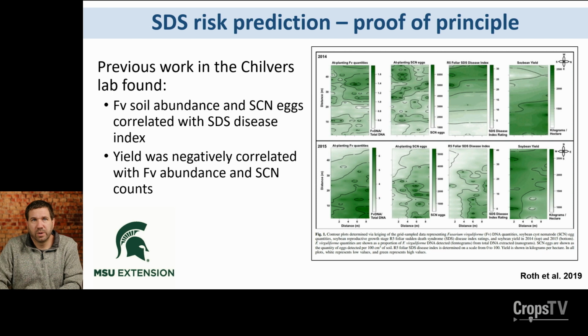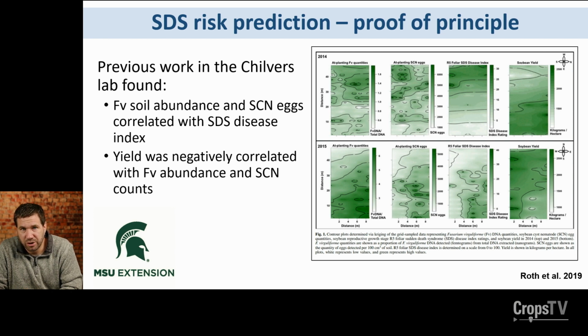And this is really what led to this study, this grant that we got with the USDA, where we're looking at SDS risk prediction. And this is coming out of Marty Chilvers' lab at Michigan State, where essentially what he found was that the Fusarium virguliforme abundance in the soil and the soybean cyst nematode eggs correlated to the final SDS disease index.